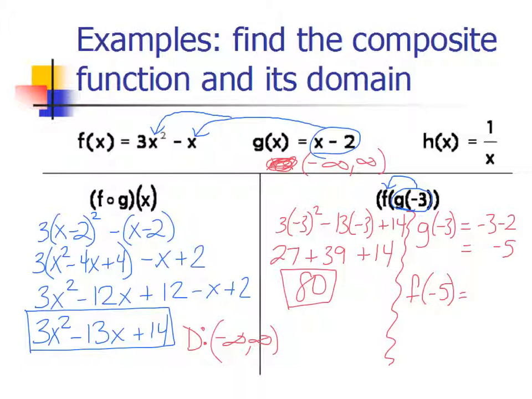So that means, I'm going to come down below here, it's going to be 3 times negative 5 squared minus negative 5. Okay, so that becomes 3 times 25. This changes, so it's a plus 5. Oh, look, there's my 80 again. And I didn't have to do all the previous algebra over here. Not that that's bad, you can do that, but either way will get you to the same answer.